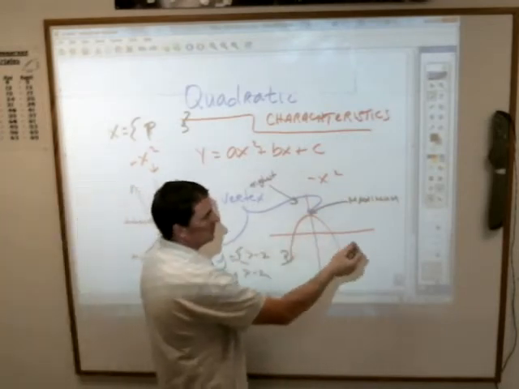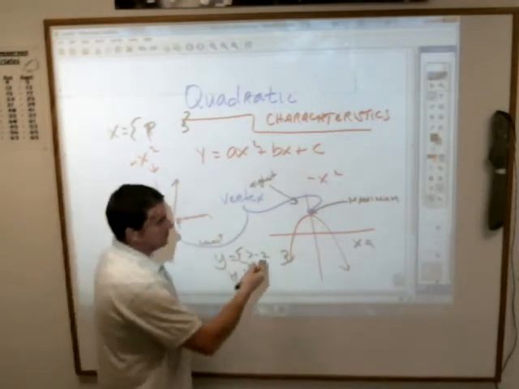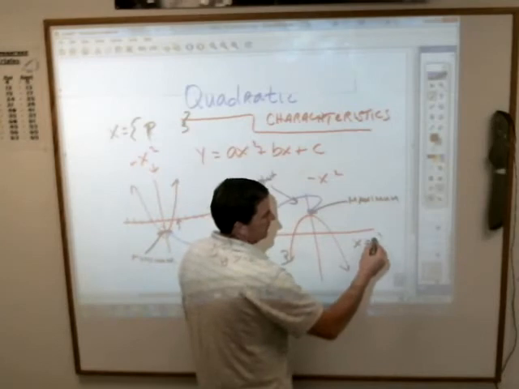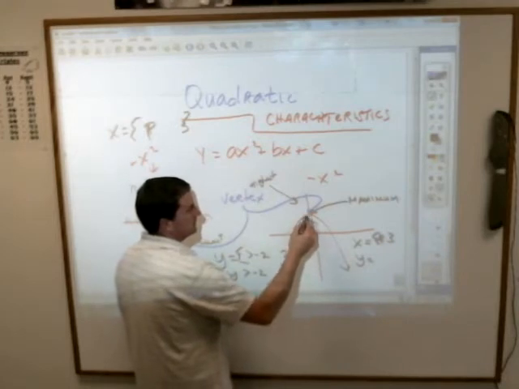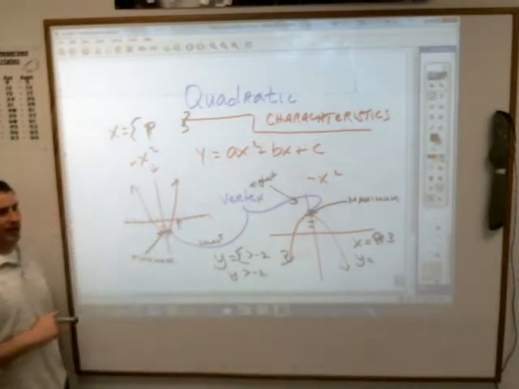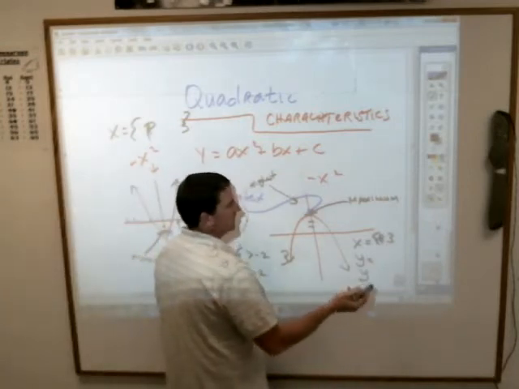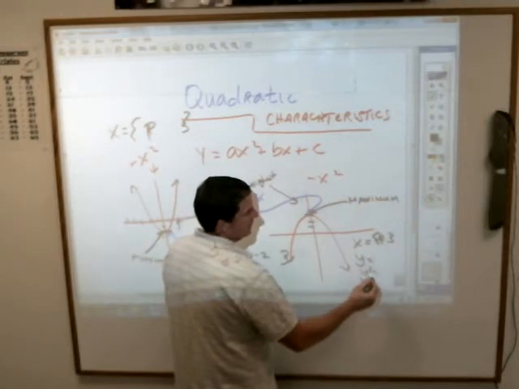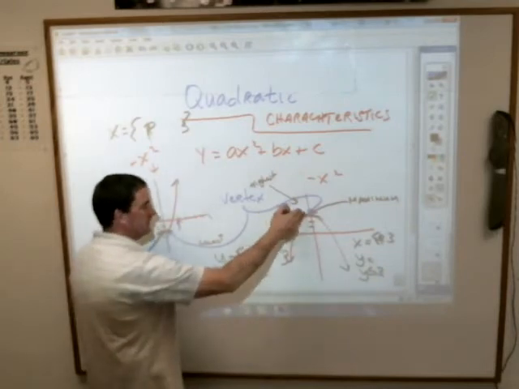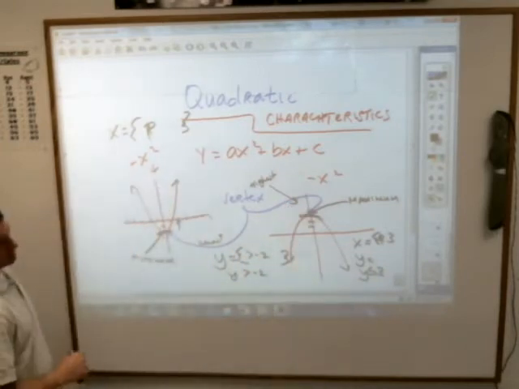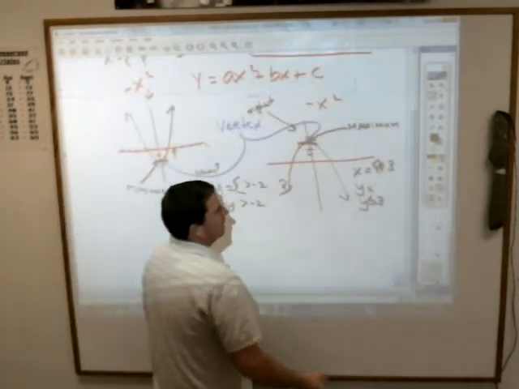Whereas in this one, x again could be any number because it goes forever on the x-axis in both directions. So x is all real numbers. Y, let's say this is a 3 up there. What values can y be? Y is less than or equal to 3, because the maximum is at +3, and it can be any number down there. They'll ask you that somewhere along the line.